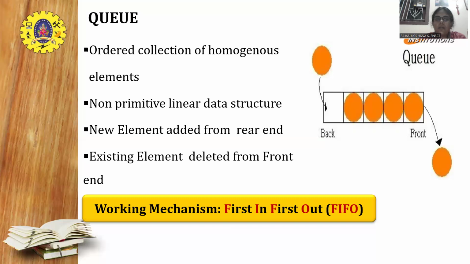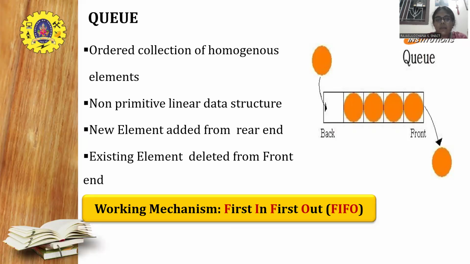Queue is considered as an ordered collection of homogeneous elements, and it is a non-primitive data structure, as we have discussed earlier. There are two ends of the queue, the front end and the rear end. If you want to add a new element, obviously the new element will be added to the rear end. Assume you are standing in a queue for getting a ticket at the ticket counter. If a new person wants to get a ticket, he will join the queue at the end, at the last, or at the rear end.